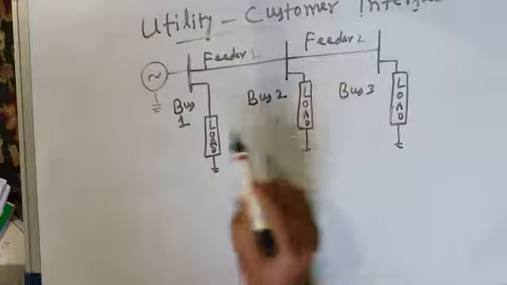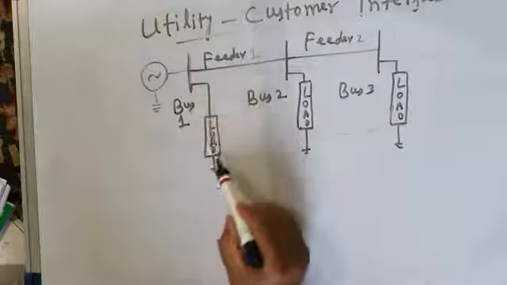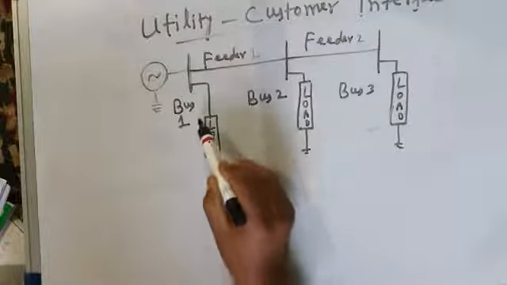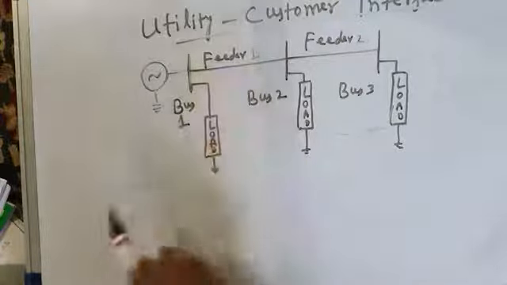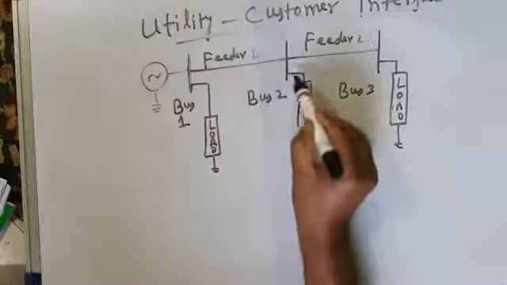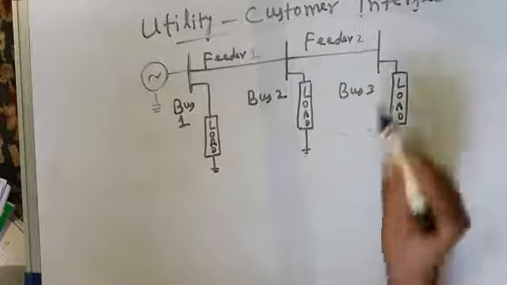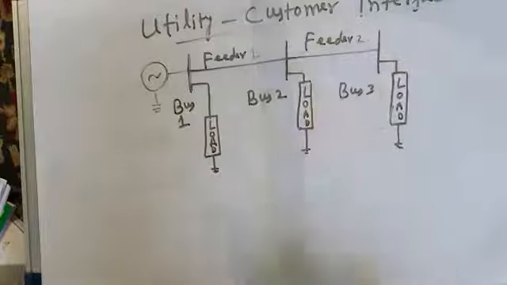Now all the 3 load buses are supplying power to the loads. So there is a group of loads connected to bus 1. There is a group of loads which is being fed from bus 2, and there is a group of loads which is being fed from bus 3.